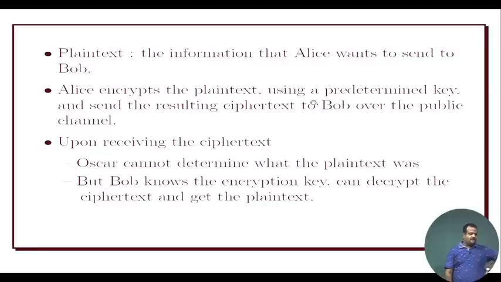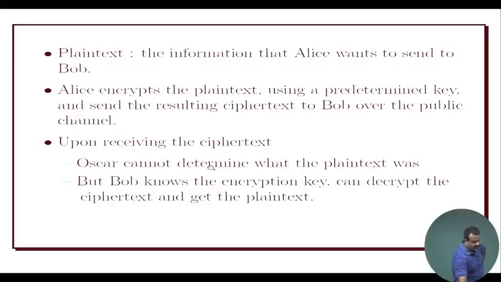This is some terminology. Plain text, which we have discussed, is the information that Alice wants to send to Bob, the age here in this example. Alice wants to send the age to let Bob know Alice's age. So, the age here is the plain text. Alice encrypts the plain text using the predetermined key. This key is shared between Alice and Bob, and this is the encryption process.